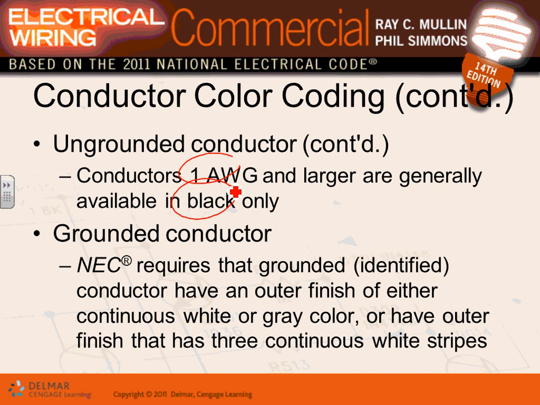Okay, so that's a grounded conductor. It has an outer finish of either continuous white or gray color, or an outer finish that has 3 continuous white stripes on other than green. Okay, the grounded conductor, like I say, gray or white, or 3 continuous white stripes on other than green.